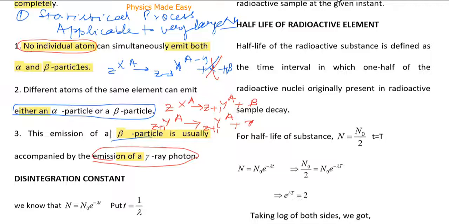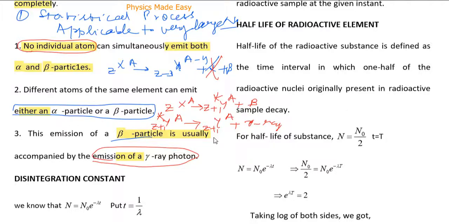Here I have got an example. ZXA emits a beta particle. It becomes Z plus 1 YA plus beta. And now this Z plus 1 YA is in an excited state. I will write here a star. This is in an excited state. It will de-excite and emit gamma radiation. Beta ray emission is followed by gamma ray emission. No individual atom can simultaneously emit both alpha and beta particles.